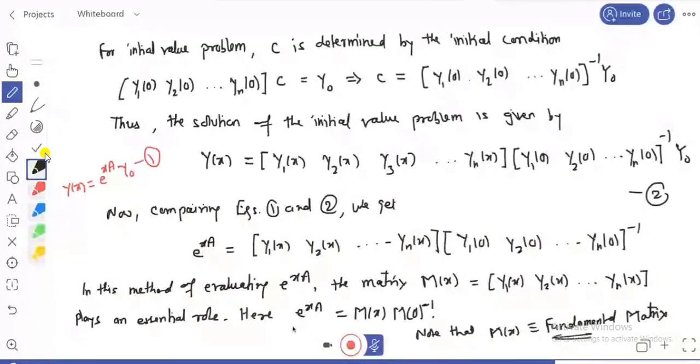If we have to find the matrix exponential, there is another approach. We have to find the fundamental matrix, that is Mx, then find the value of that matrix at x equals 0, find its inverse, and multiply both matrices, and we get the matrix exponential. Before taking a problem, what is the definition of this matrix solution? Then we go through how to evaluate and find this fundamental matrix.